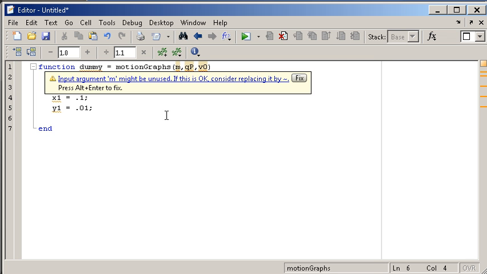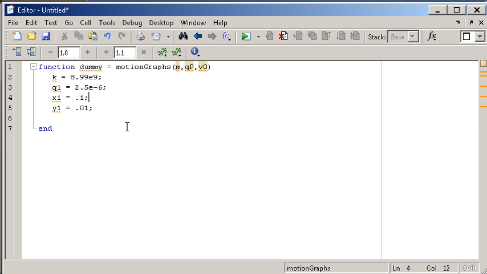Up here I need arguments. So QP might be unused. Yeah, it's unused, but we will fix that. Dummy I think will never get fixed. That'll probably always be underlined. This one might be unused. It's true, we haven't done anything with it. Alright, so the editor is giving us some warnings.